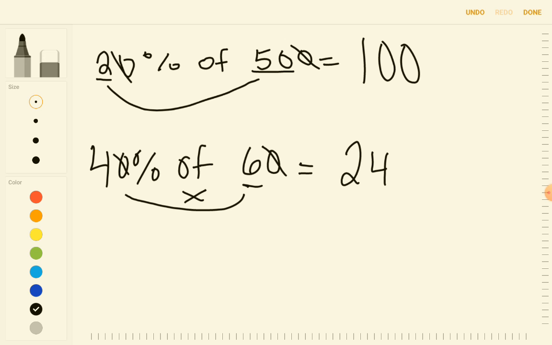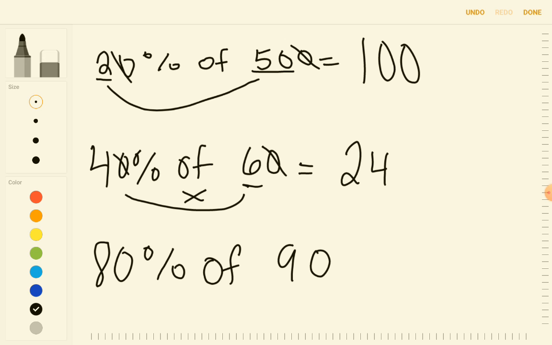For our next problem, we have 80% of 90. And just like the top two problems, we cancel out the zeros and we do 8 times 9, which gets us 72. And we plug it in, we get 72.